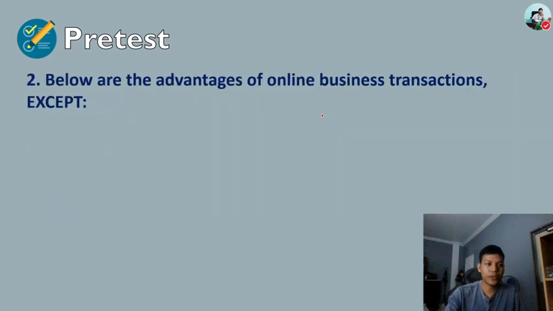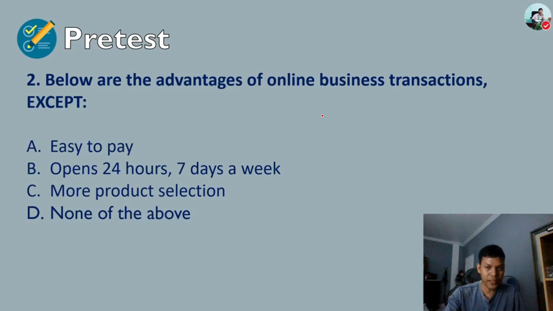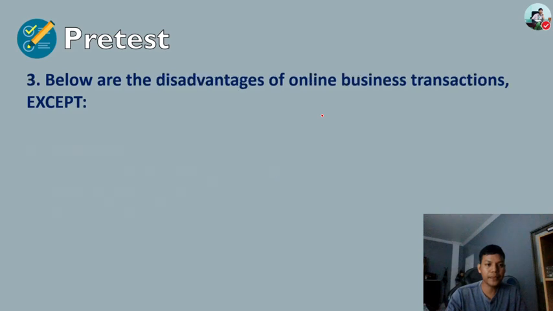So now let's proceed to question number 2. Below are the advantages of online business transactions. So everything is an advantage except this one. A, easy to pay. B, opens 24 hours, 7 days a week, or 24/7. Or C, more product selection. Or D, none of the above. So three of these are advantages except one. So the answer for number 2 is letter A, easy to pay.